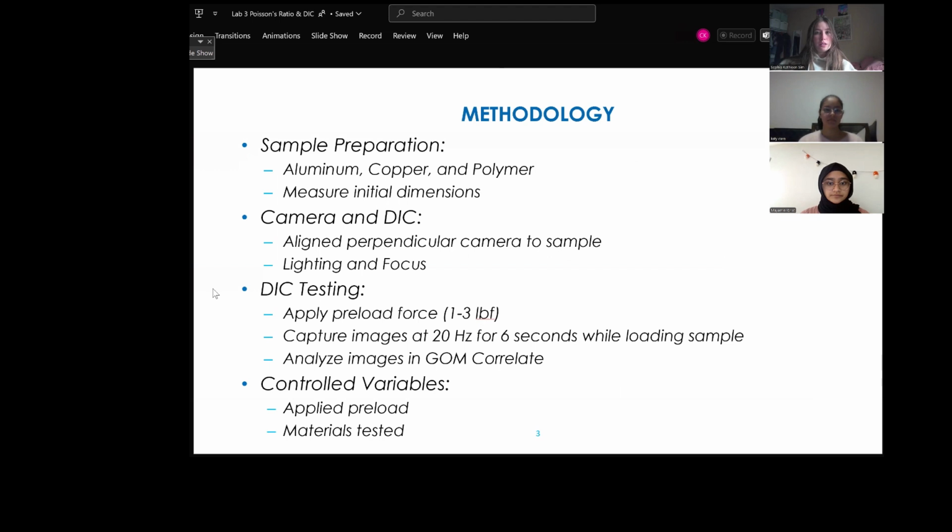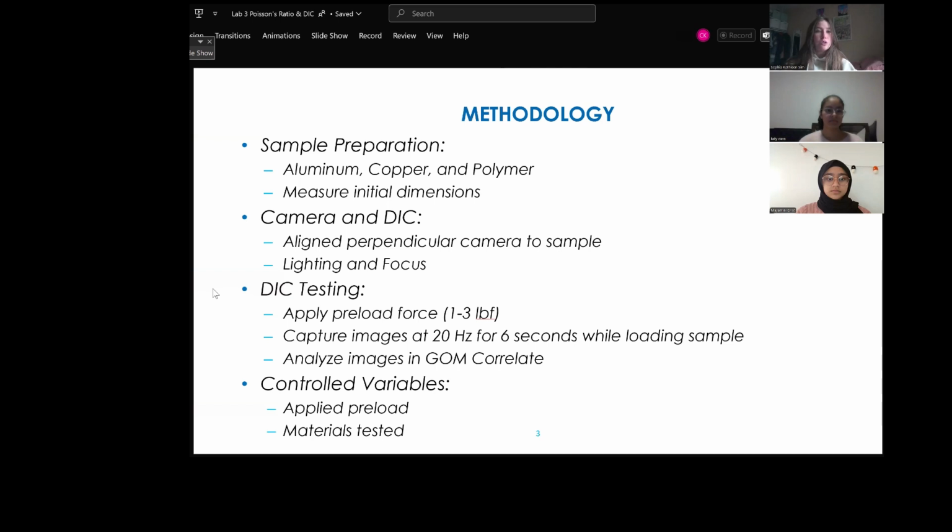To complete this experiment, we had some steps that we had to follow. First, we had to prepare our sample. To do this, we measured initial dimensions, including gauge length, gauge width, and thickness, and luckily the samples were given to us already spec'd.